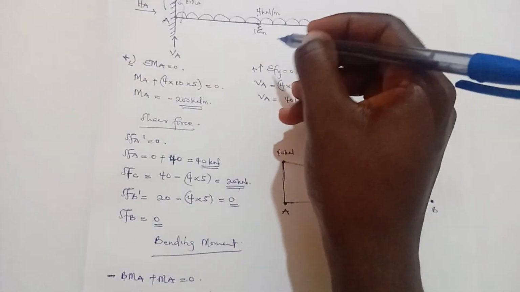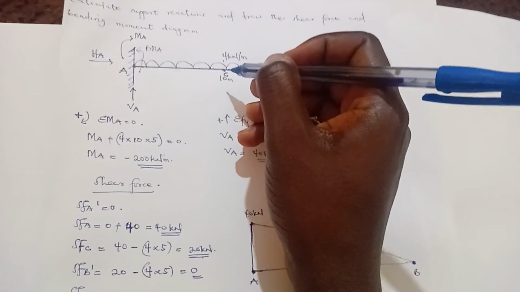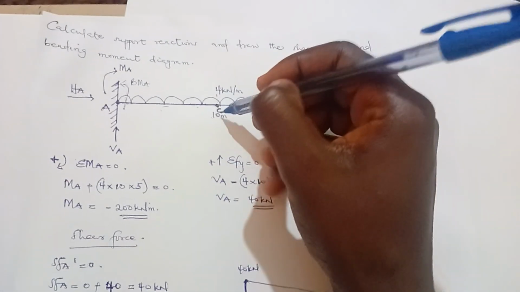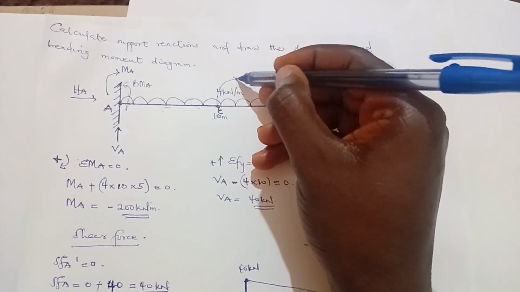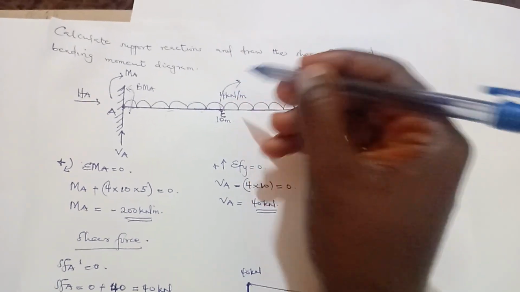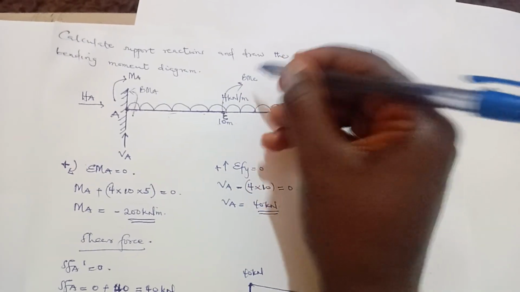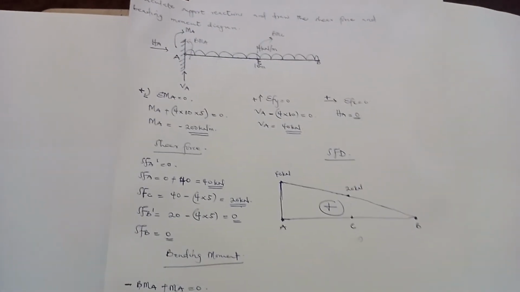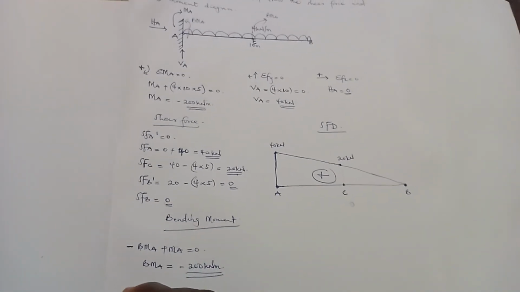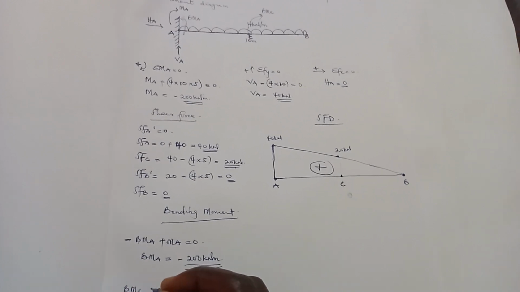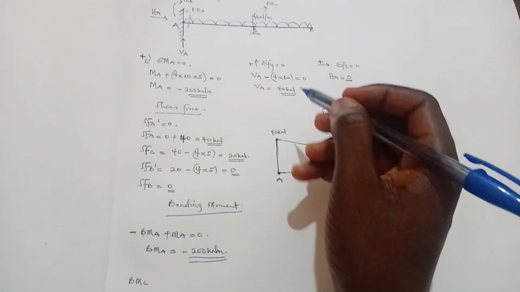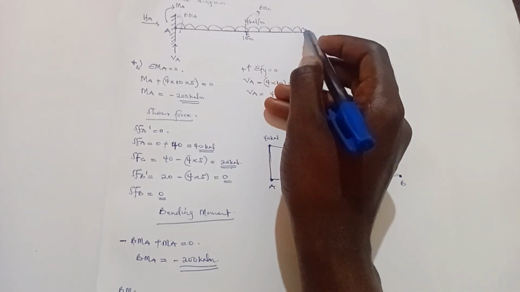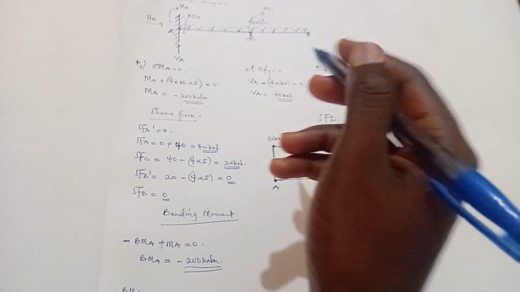Now let's calculate the bending moment at C. With the bending moment at C, we can choose to take our left or our right, but let's take our right. Because I'm taking my right, I'm taking the bending moment to my right, and I'll call it BMC. So BMC is moving in the clockwise direction, so it's positive. And this UDL will cause a clockwise moment.